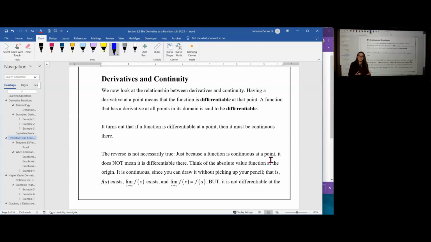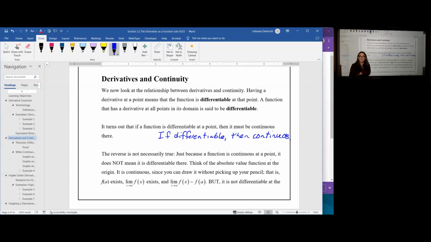However, the converse, reversing the order, is not necessarily true. We do have the statement, if differentiable, then continuous. It does not work the other way around. You cannot say if it's continuous, it has to have a derivative.